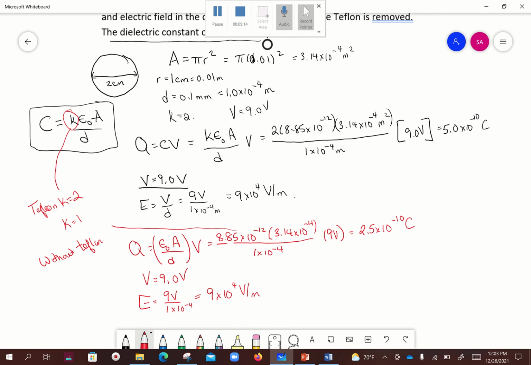So what actually changed? Well, because I left the battery connected, the electric field is the same, the voltage is the same, but the capacitance decreased by a factor of 2 when I took out the Teflon. So since the capacitance decreased, the charge also decreased by a factor of 2 when I took the Teflon out.